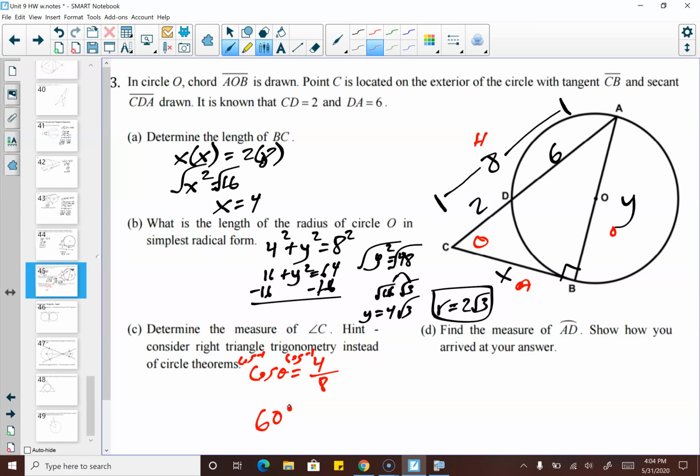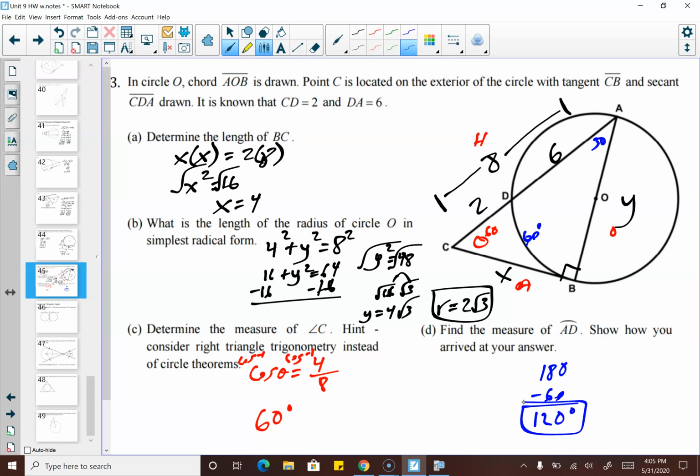So then find the measure of arc AD. Show how you arrived. Well, if we know we've got a right angle, and we know this angle we just found is 60, following our triangle rules, that would give us angle A has to be 30 degrees. So then going out from 30 gives you arc DB as 60. So angle 30 was inscribed to that arc. We've got a semicircle here of 180 degrees. So we'll finish this off with 180 minus 60. And that's going to give us a 120 degree arc for AD.